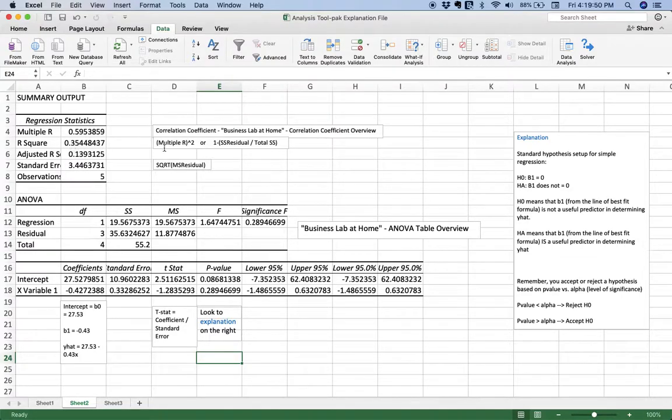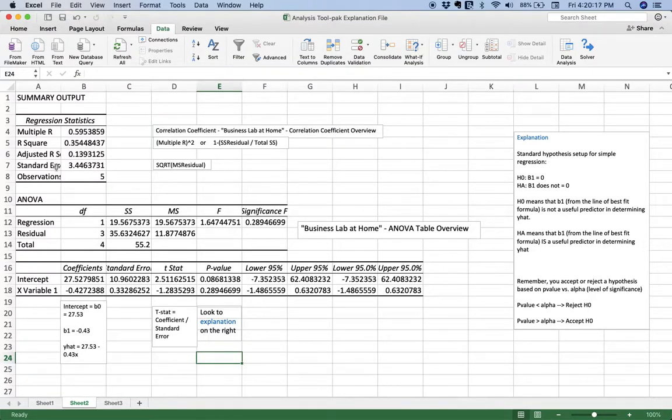Another way you can solve for that is to take 1 minus your SS residual right here, so in this case it would be 35.63 roundabout, divided by your total sum of squares, your total SS, which is going to be the 55.2 right here. Take 1 minus the SS residual divided by the total SS, and that's going to give you this value right here.